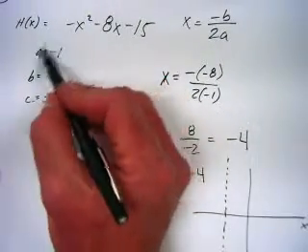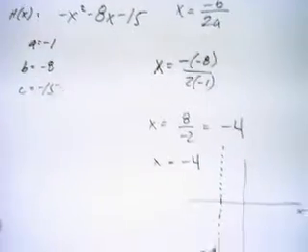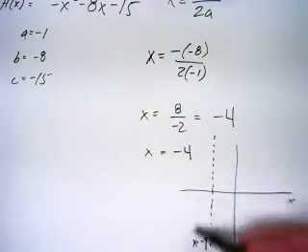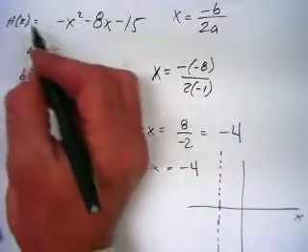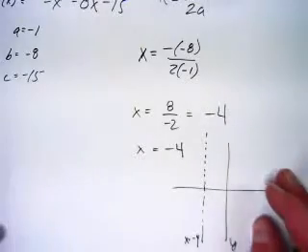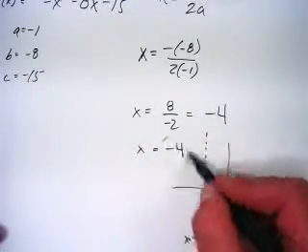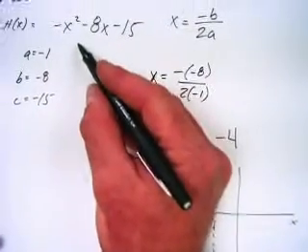I also look up here, I see a is negative 1. I have a negative coefficient in front of x squared. That means I know this thing's going to open downward. Any parabola that has a negative coefficient in front of x squared is going to open downward. We need to figure out now where the y-coordinate of the vertex is. So we just plug this negative 4 in for x in the original problem.